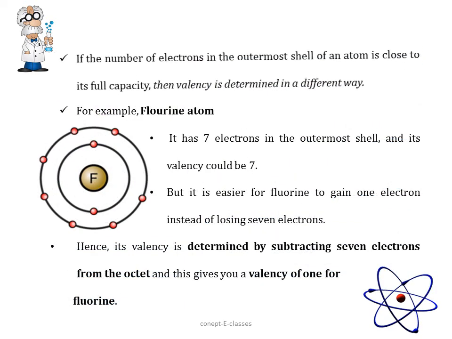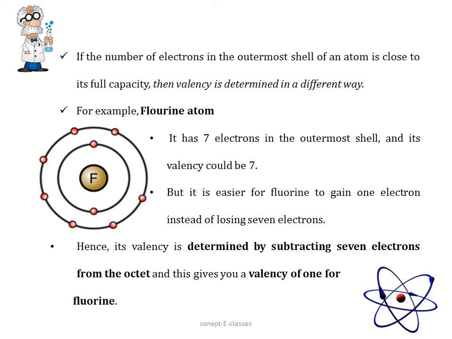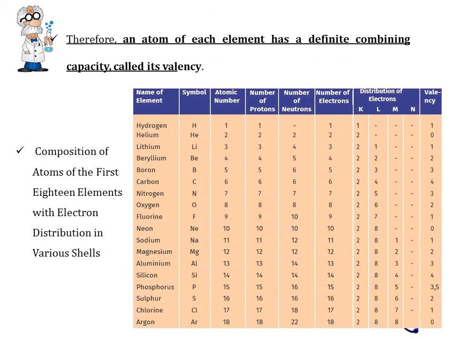But in some cases, if the number of electrons in the outermost shell of an atom is close to its full capacity, then the valency is determined in a different way. Say for example, the fluorine atom. Here it has 7 electrons, so the valency could be 7. But it is easier for fluorine to gain 1 electron instead of losing 7 electrons, right? Hence the valency is determined by subtracting 7 electrons from the octet, and this gives you a valency of 1 for fluorine. So the valency of fluorine would be 1. Therefore, an atom of each element has a definite combining capacity called valency.